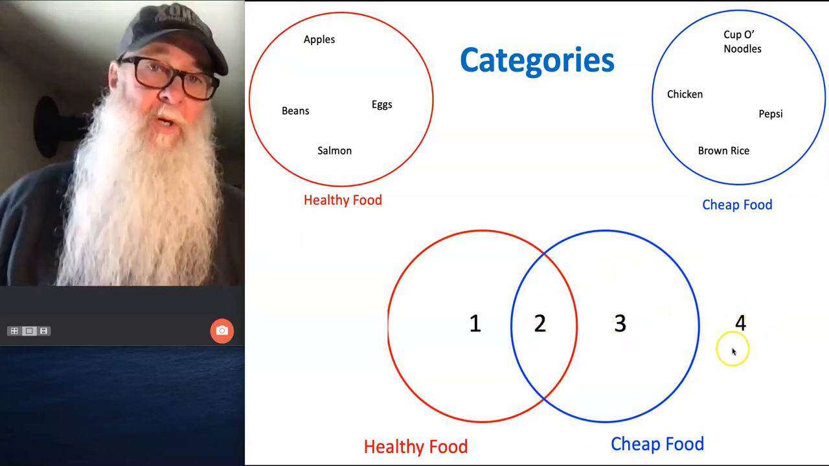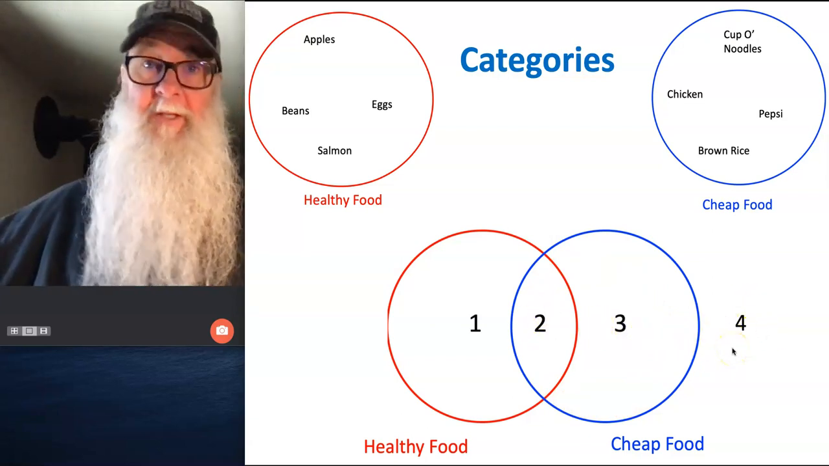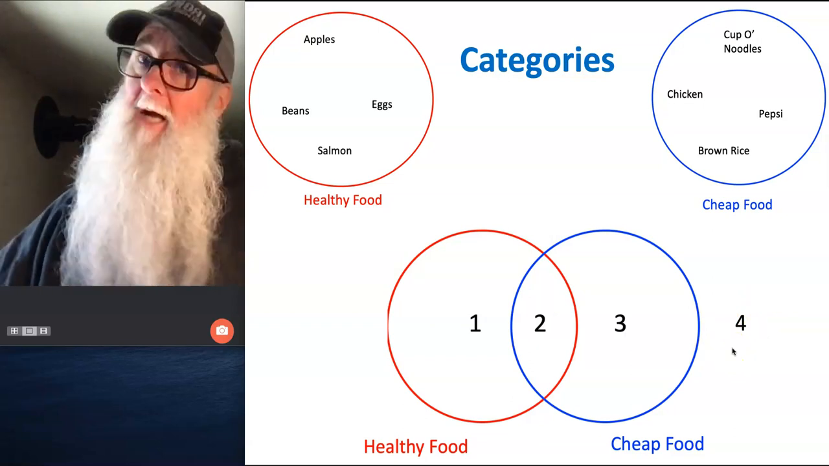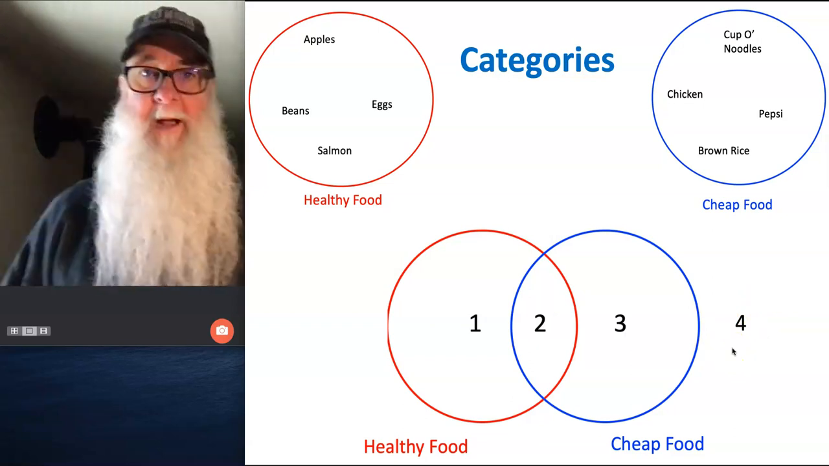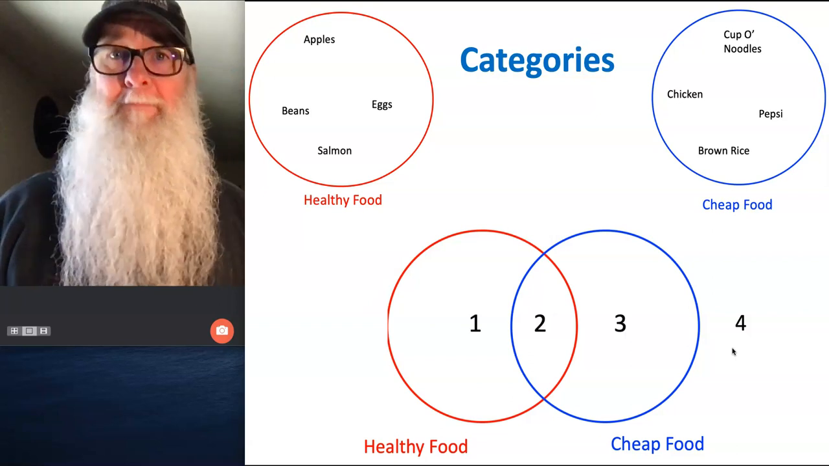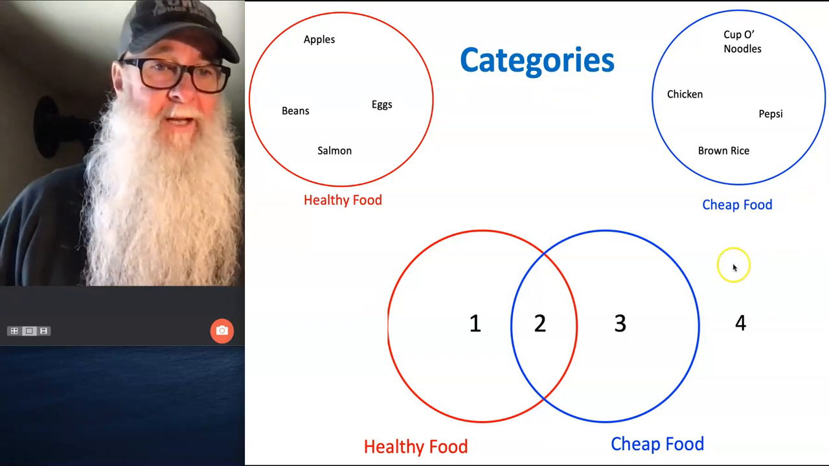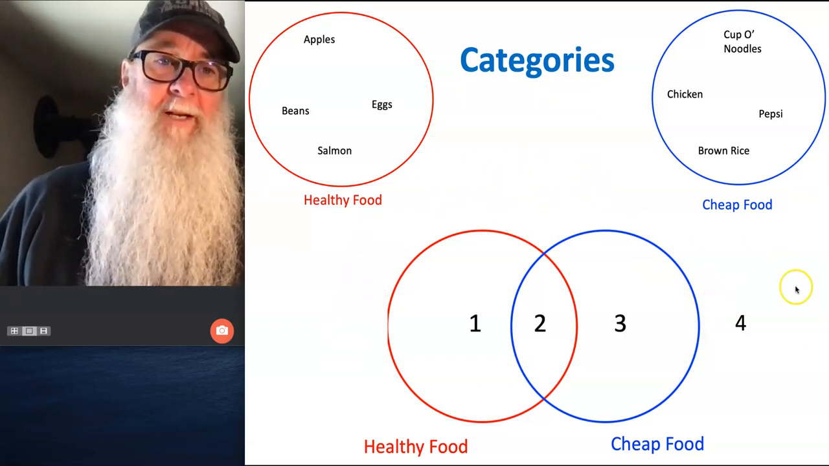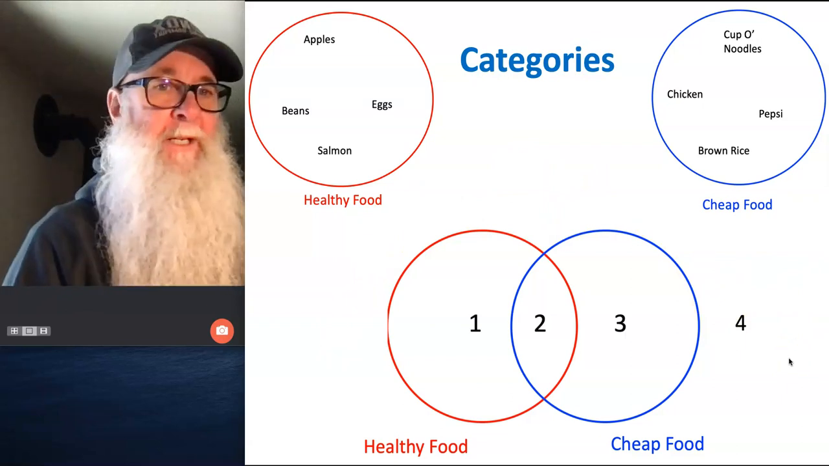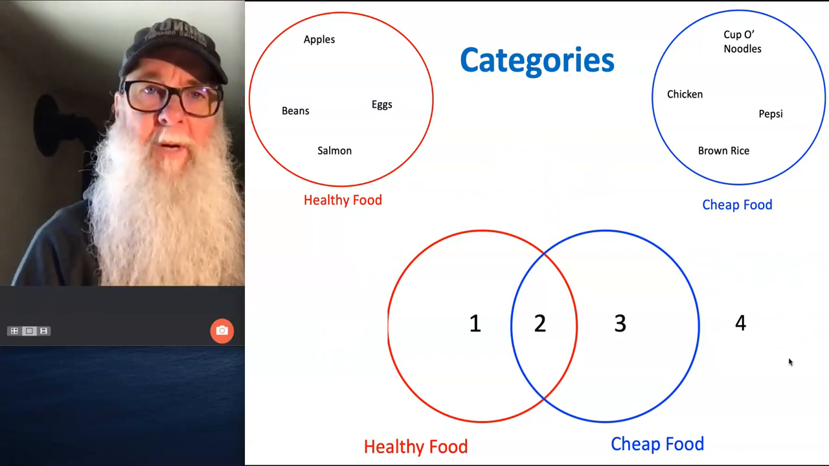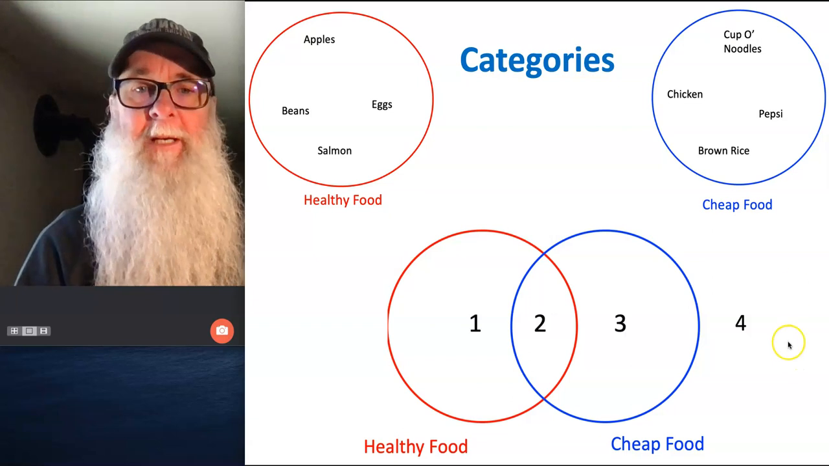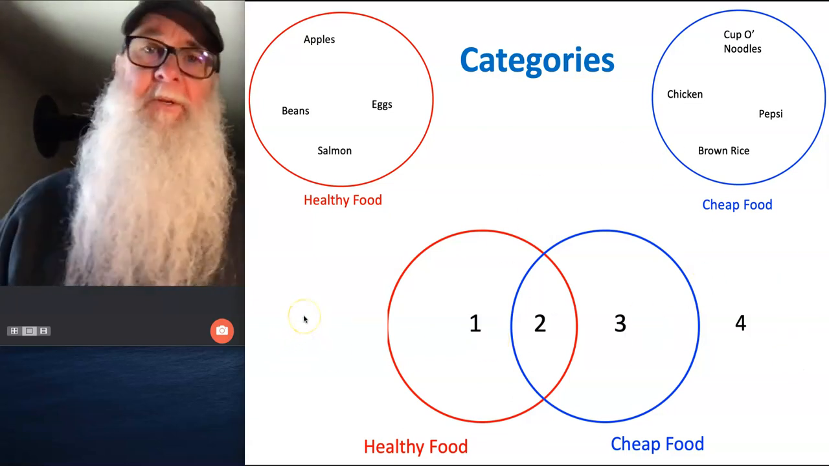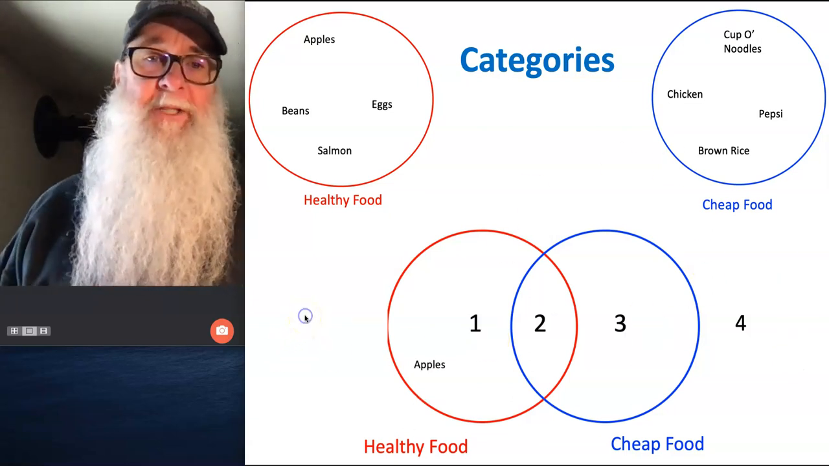Now area 4 is outside of both of these buildings. So anything that's not either a healthy food or a cheap food is going to be out there. So things like bicycles and computers are going to be out here somewhere floating around outside of these buildings. So now the question becomes, where do I put my different types of food? So where do I put my apples, my eggs, my beans, my cup of noodles, my chicken?